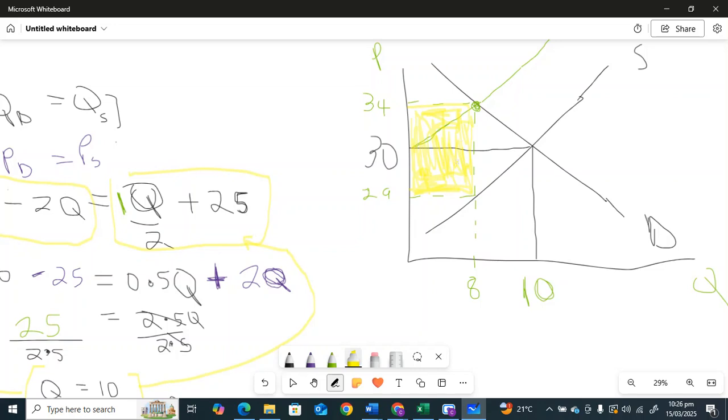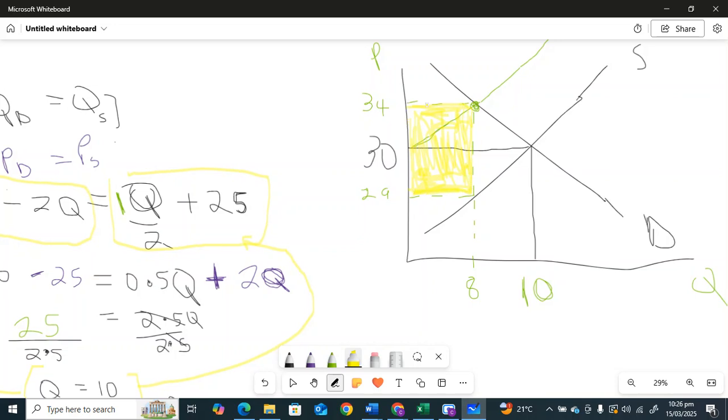If they ask you to find the tax revenue, just get the area of this box, okay? The area of this box. That's how much tax revenue will be made. You just shade the box. Then you say, okay, the height of the box, 34 minus 29, that is 5, which is the amount of the tax, 5 kwacha. That's the height of the box, 5 units. Then the length of the box, you're going from 0 to 8. So the length of the box is 8 units.